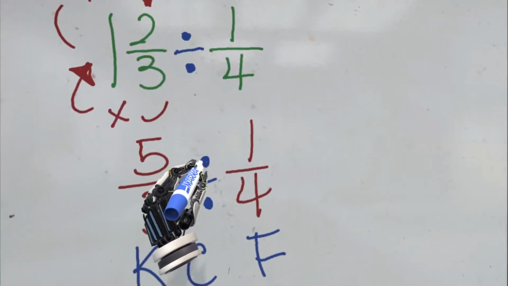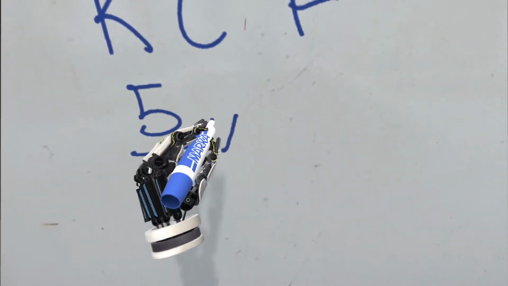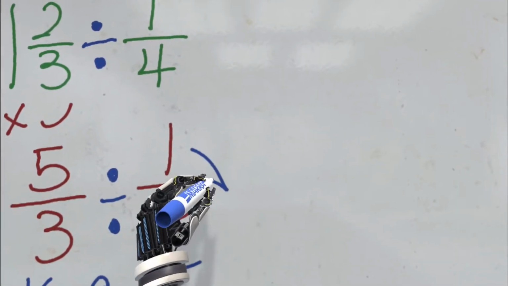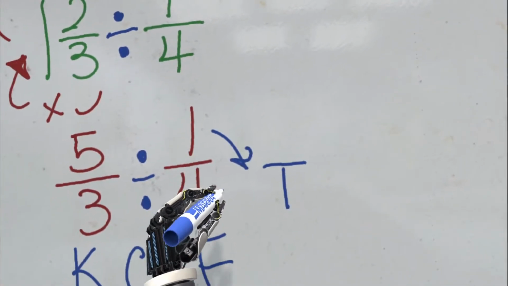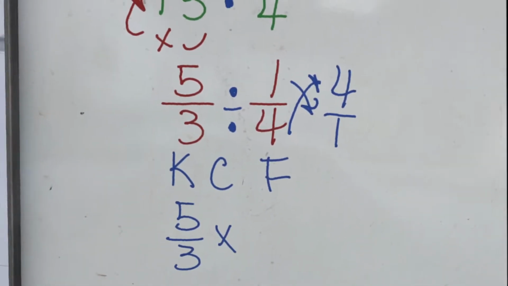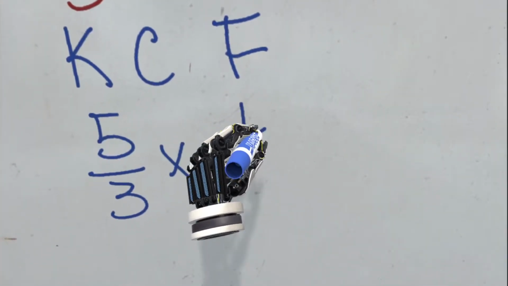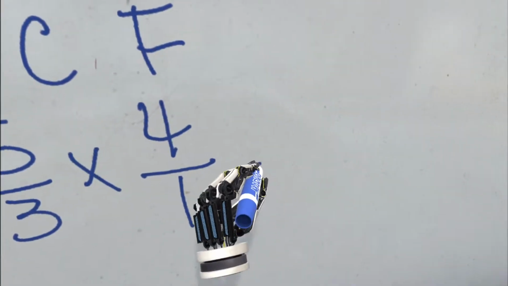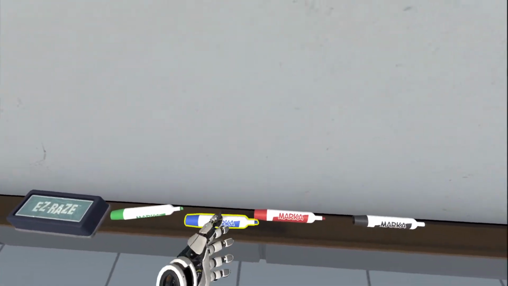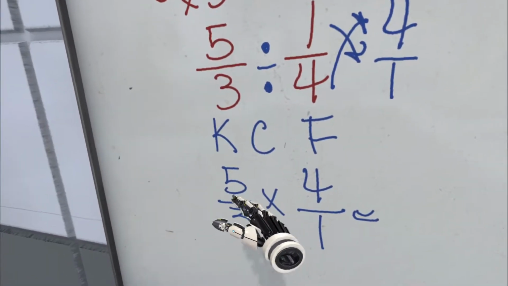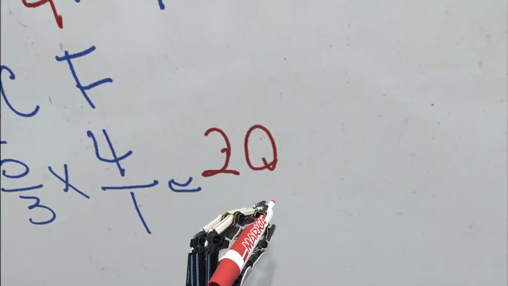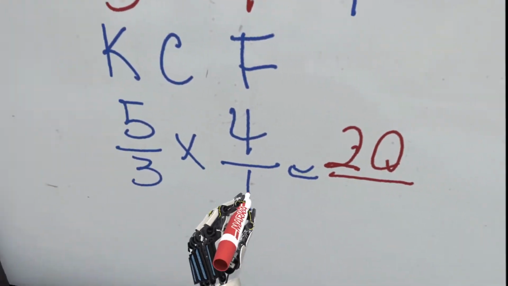Change your division into multiplication. And you're going to flip. Again, that means this goes there, and that goes there, leaving you with 4 over 1. So put here 4 over 1. Alright, now we multiply. 4 times 5 gives me 20. 3 times 1 gives me 3.